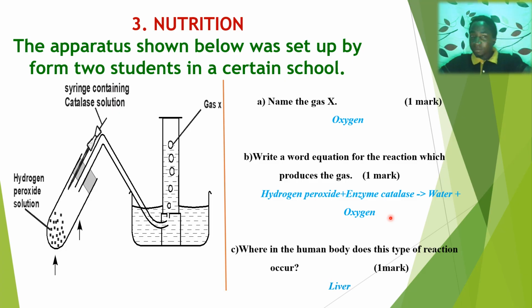And let's come back to this part B. Write a word equation for the reaction. The question is word equation. Now, I was seeing most of the students were writing the chemical equation. There's a difference between chemical equation and word equation. When you are asked to give the word equation, please just use the words themselves. Hydrogen peroxide plus enzyme catalase will give us water and oxygen. Part C of the question.